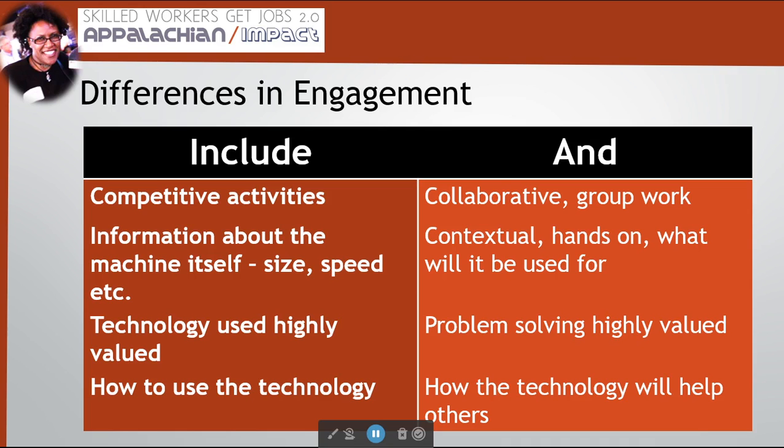And when you teach, you don't only want to say how to use the technology, but how the technology will help others. If you're teaching someone how to do a database, give examples of how people would use it in real life.